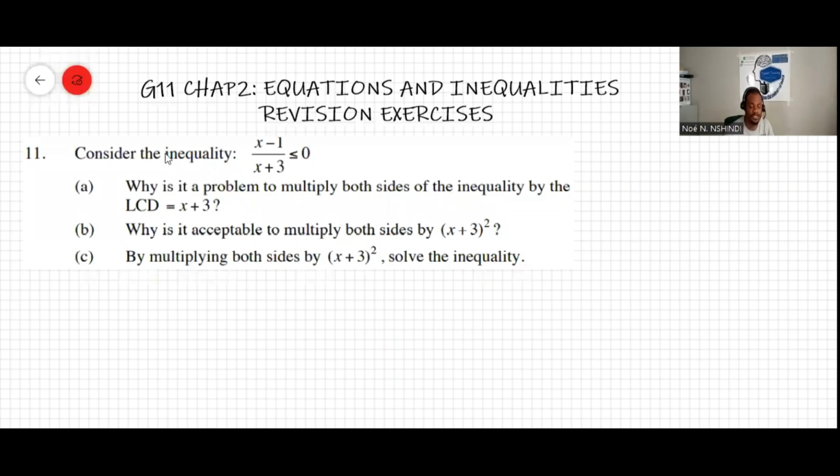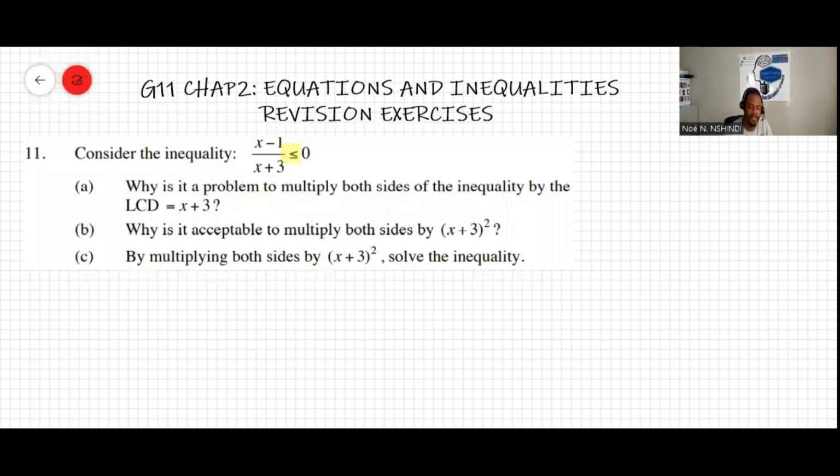Question 11 says, consider this inequality. The question says, why is it a problem to multiply both sides of the inequality by the LCD, the lowest common denominator, x plus 3? All right, let's look at the inequality here. It is said that it is less than or equal to 0.